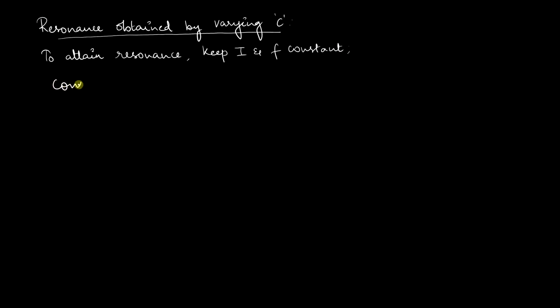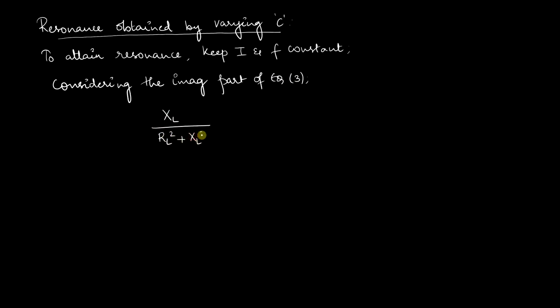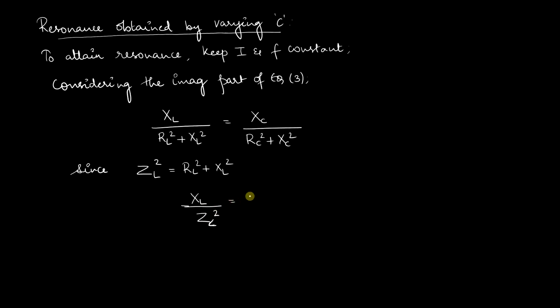So considering the imaginary part of equation 3, I have XL divided by RL square plus XL square equal to XC divided by RC square plus XC square. Now my intention is to compute the value of the capacitor. So I need to represent this RL square plus XL square in terms of its impedance. We can represent this as ZL square equal to RL square plus XL square, and hence we have the equation XL divided by ZL square equal to XC divided by RC square plus XC square.